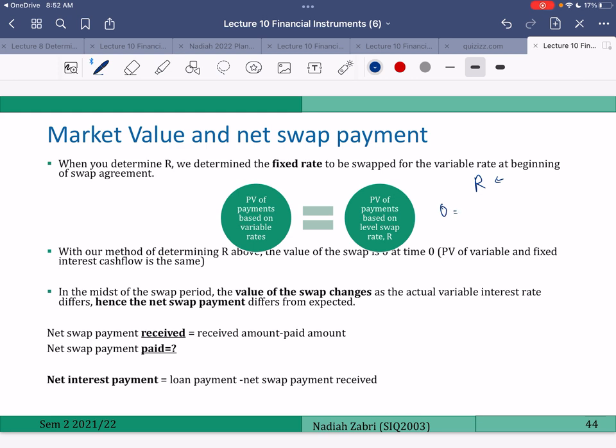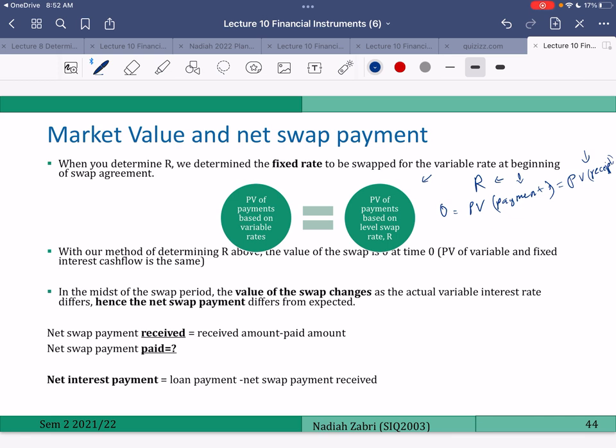What do I mean by that? The value of the swap contract is 0 because the present value of the payments that we expect from the swap is equal to the present value of the receipts from that swap. Okay, so what we will get is equal to what we will pay. It's based on the assumption that we use when we want to set the R.